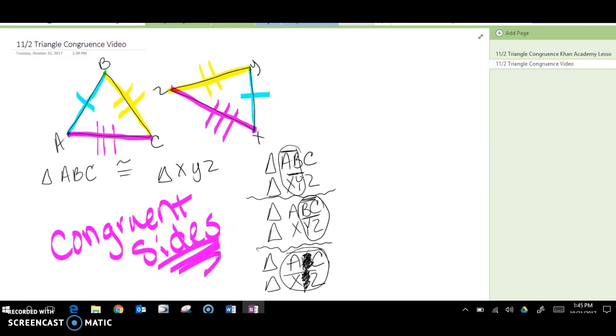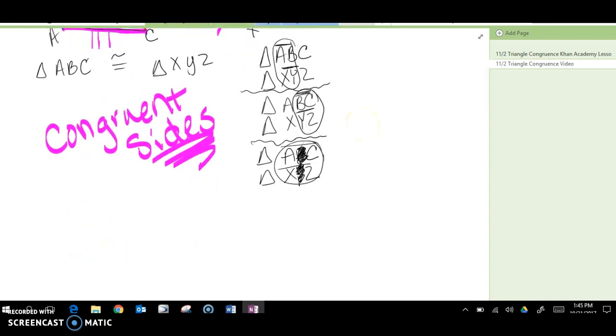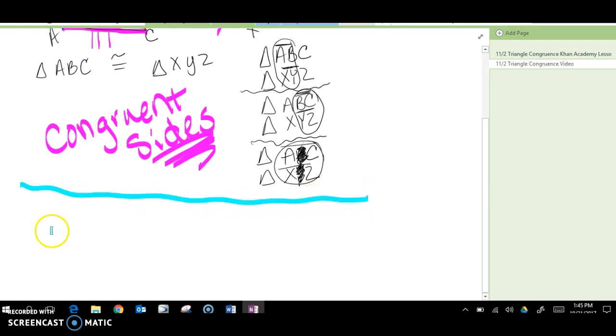Got it? Now, we can also mark congruent angles as well. If triangle ABC is congruent to triangle XYZ, then the angles are also congruent. This one's even easier to do, guys. So this is the angles. We're going to talk about marking congruent angles.